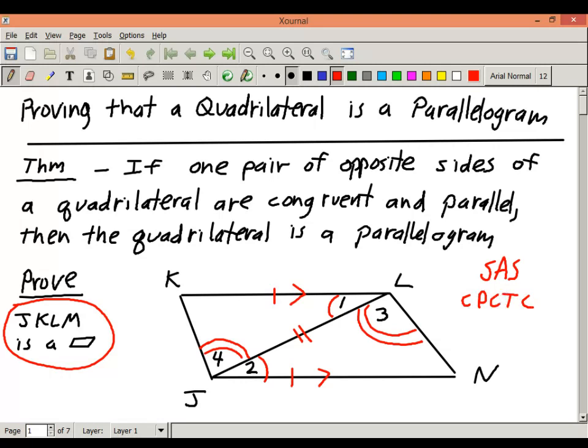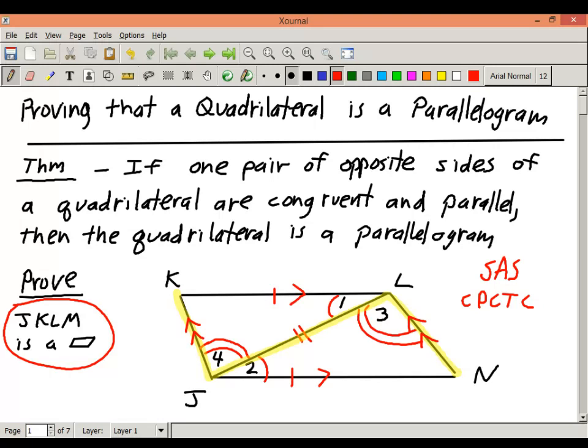So once you know that angles 3 and 4 are congruent, then you know because you got this letter Z. Remember we talked about a letter Z. You got alternate interior angles that are congruent there inside that letter Z. So that makes the left side, KJ, parallel to the right side, LM. And so now you have a parallelogram.